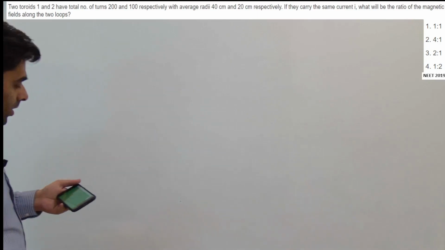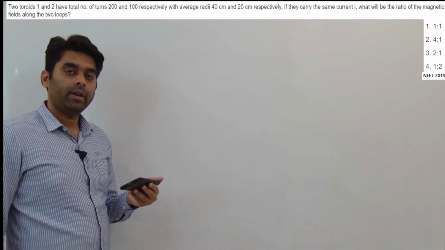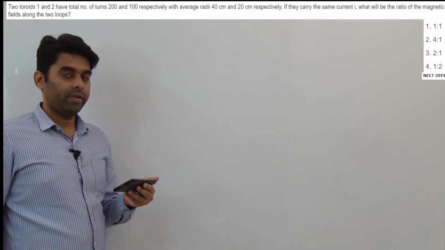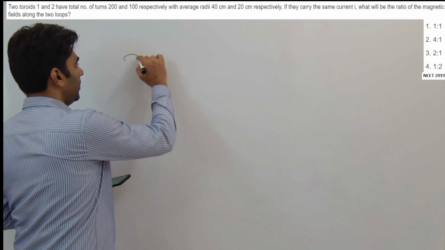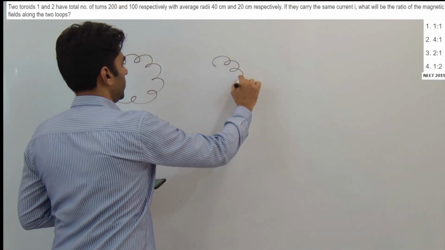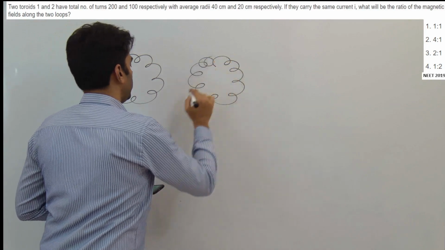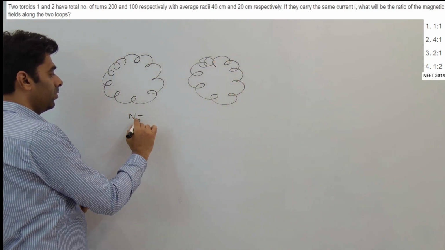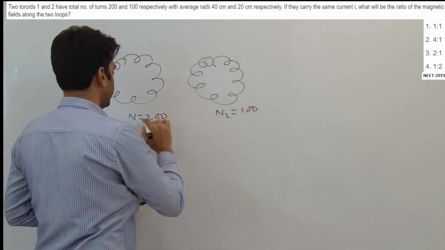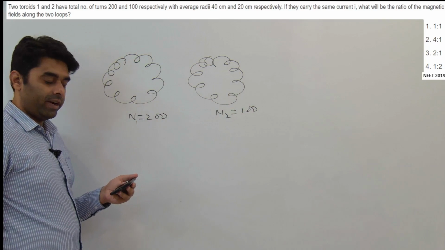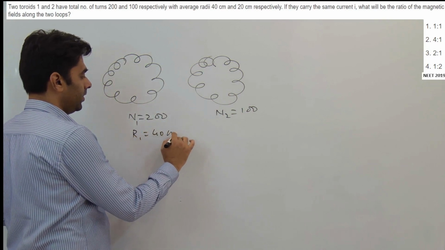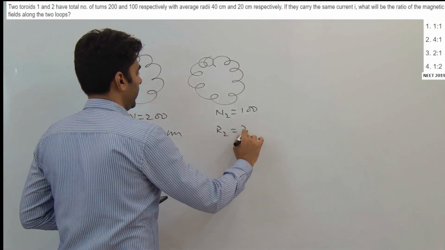Yeah. The question says, it is a 2019 question. Two toroids 1 and 2 having total number of turns 200 and 100 respectively. So toroids are given to you. Basically, the number of turns N1 over here is 200, the number of turns N2 over here is 100, and the average radii are 40 and 20. R1 is 40 centimeter, R2 is 20 centimeter.